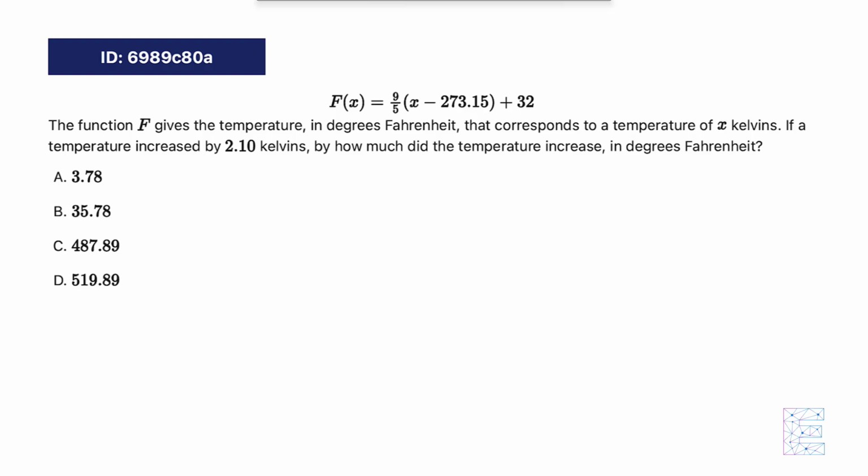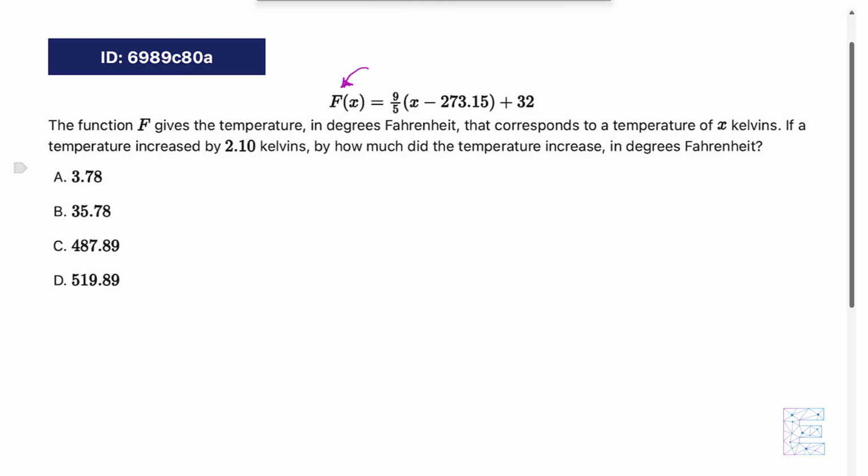The function f gives the temperature in degrees Fahrenheit that corresponds to a temperature of x kelvins. If a temperature is increased by 2.1 kelvins, by how much did the temperature increase in degrees Fahrenheit? So it really would help if we understood what each variable is standing for in this equation.